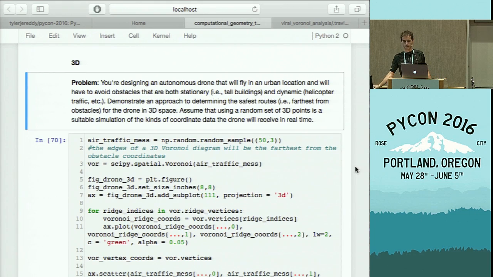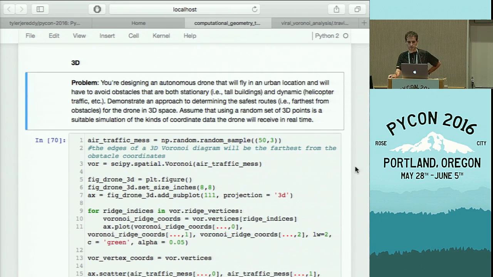Now, again, I have a somewhat artificial example, going back to drones. Say you're designing a drone and you want to fly in an urban location, but there's going to be a lot of obstacles. Some will be stationary, like tall buildings. You want to avoid tall buildings. And some will be dynamic. You might have traffic helicopters that move around both laterally and up and down the z-axis, moving to different altitudes. We'll just assume that using a random set of points in 3D is a reasonable simulation for the kinds of algorithmic challenges we'll have in finding a route that allows the drone to avoid collisions with obstacles.